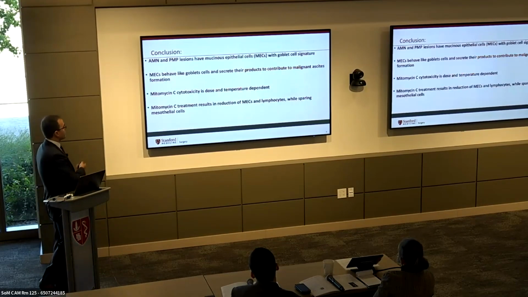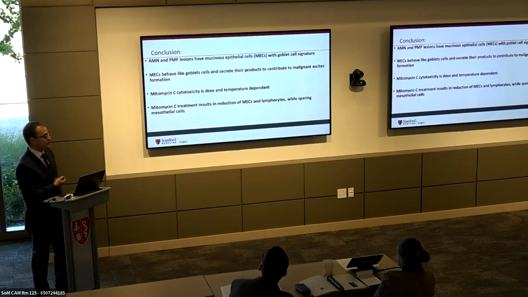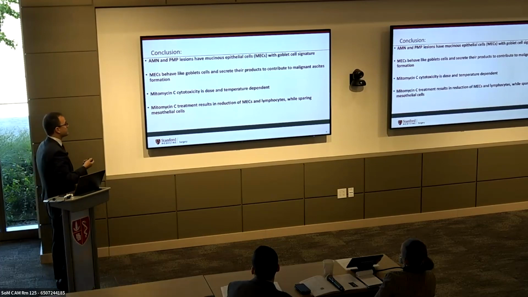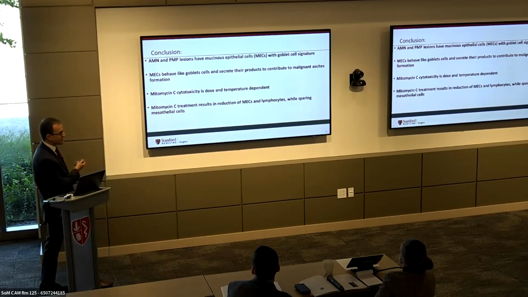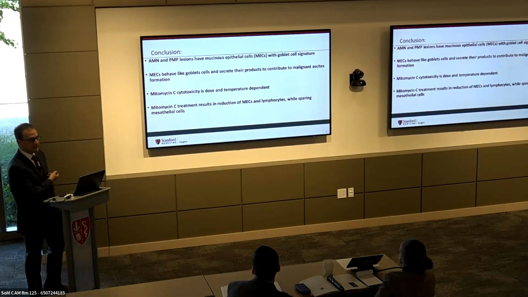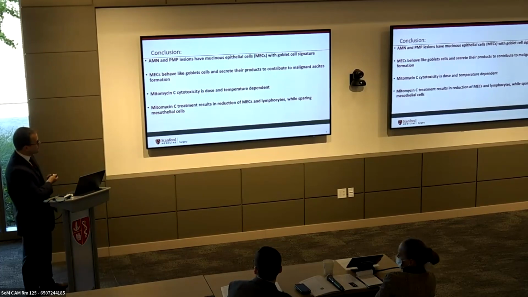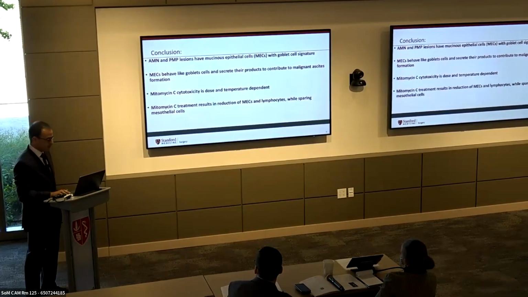So with that, in conclusion, we have shown that AMN and PMP lesions have mucinous epithelial cells with a goblet cell signature. We did not show this today, but we've shown that these mucinous epithelial cells also behave like goblet cells, because when we do mass spectrometry analysis of the ascites, all the products of these cells are actually found in the ascites, and they contribute to the formation of the ascites. That mitomycin C is cytotoxic in a dose and temperature dependent way. And that mitomycin C treatment results in the reduction of these mucinous epithelial cells and lymphocytes while sparing the mesothelial cells.